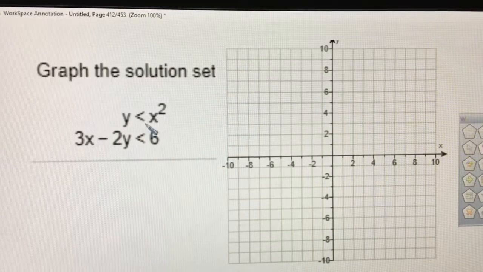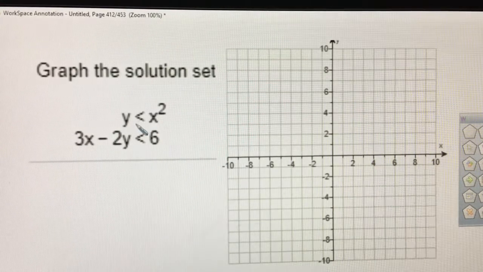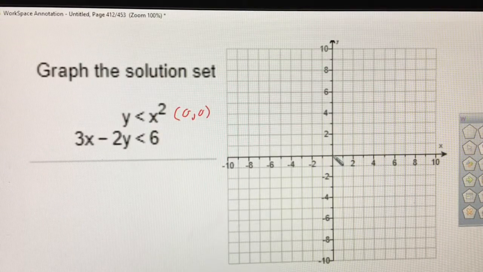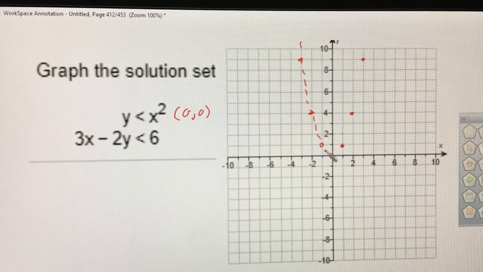Now I have to graph a parabola and a line. So the parabola is fairly easy. There's no line under it, so it's going to be a dashed line. So I'm going to begin, my vertex for that is 0, 0, and I'm going to implement 1, 3, 5. So I put my dot, I go up 1 over 1, up 3 over 1, up 5 over 1. And it's a dashed line because there is no equal sign with it. It tells me to shade below it, but I'll wait.